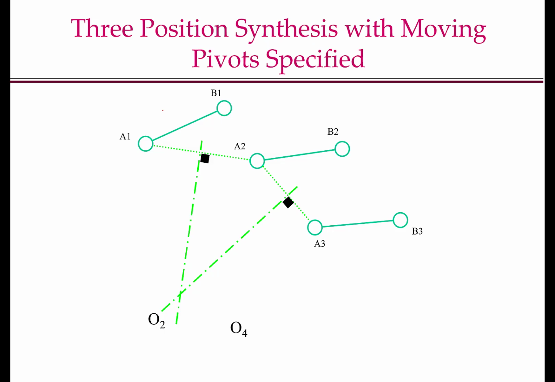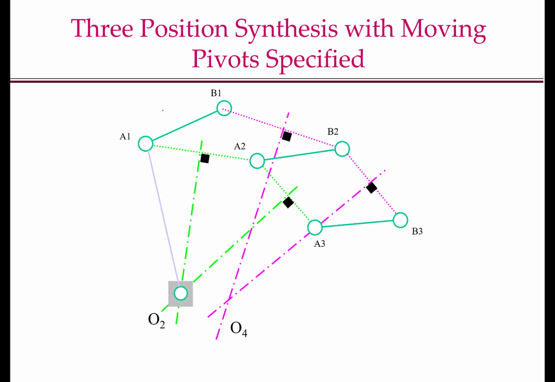We repeat the same process for the other moving pivot B. Join B1, B2, B2, B3, and draw the perpendicular bisectors of B1, B2 and B2, B3. They intersect at O4. The same logic as before is valid for construction of O4 also. Therefore, O2A1 and O4B1 are my 2 links that are connected to the ground. AB is my coupler and O2O4 is my fixed link.